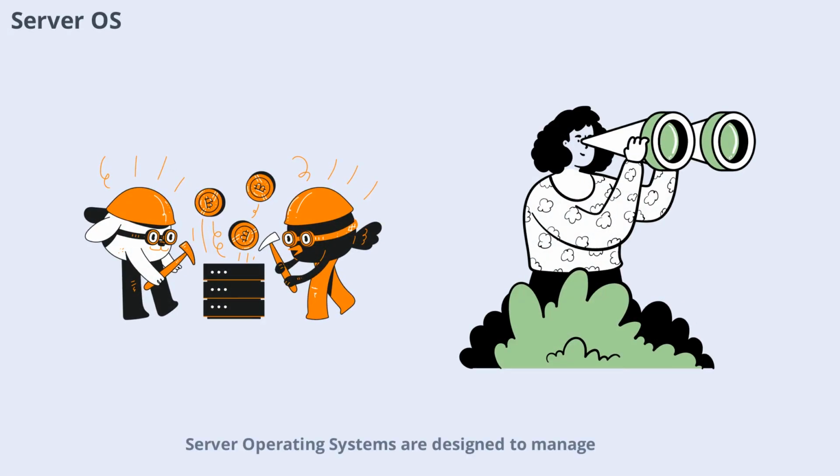Server operating systems are designed to manage network resources and provide services to other computers. Examples include Windows Server and various Linux distributions. These OSs are optimized for stability, security, and handling multiple requests at once.